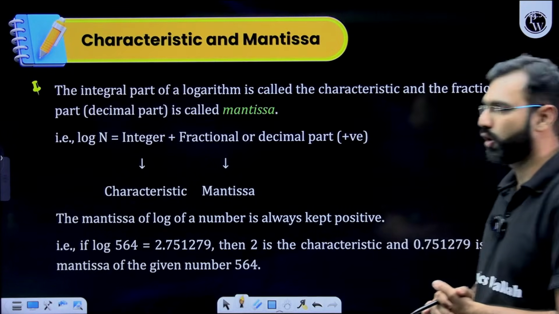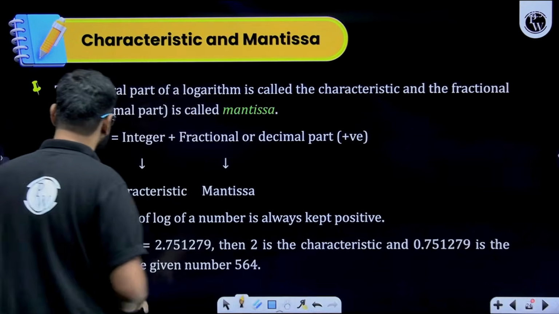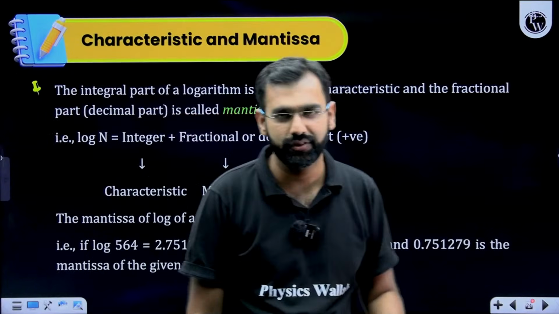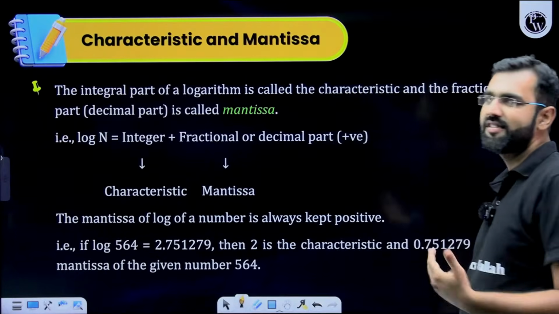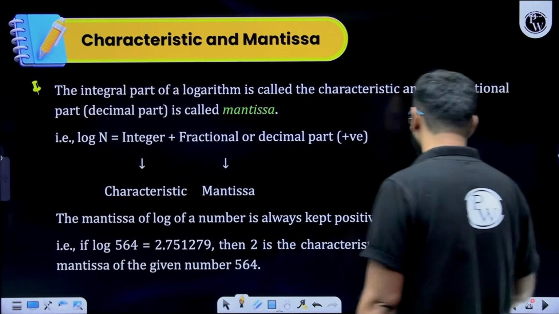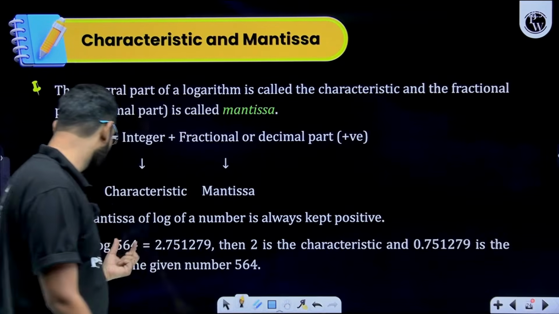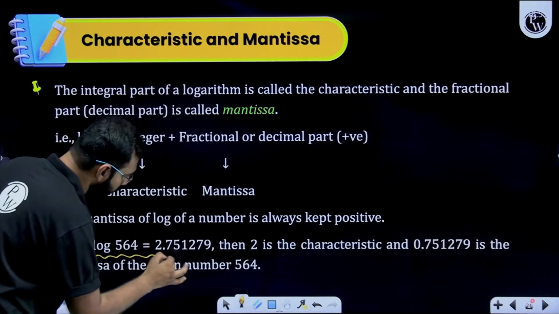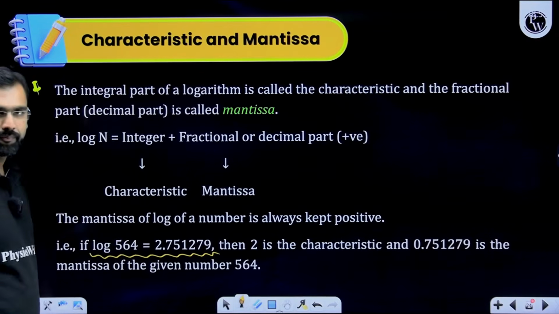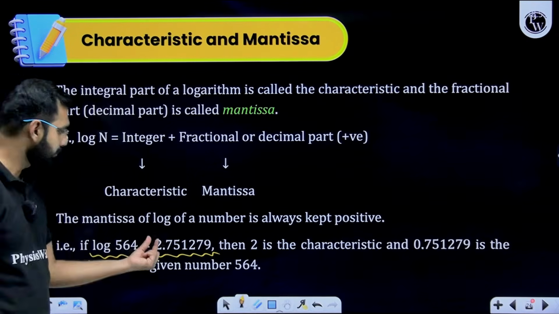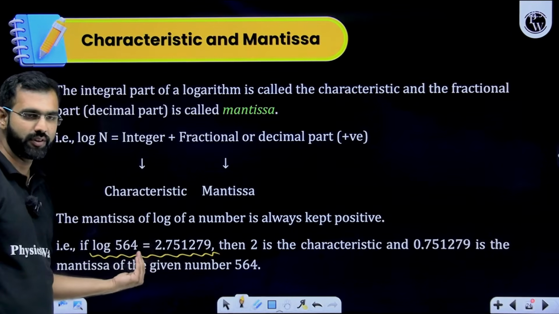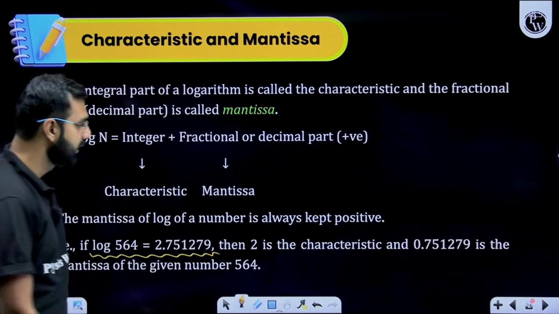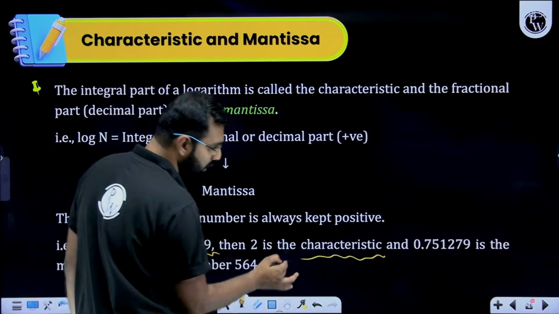With that, I move ahead with a few more conclusions I'm going to bring here. Characteristic and mantissa is what I wish to talk about. When you talk about the log table, which is developed by mathematicians, and when you look at the log table and find the values of log, let's say log of 564 base 10, it is given as 2.751279. So remember, this integral part, which is before the decimal, is called the characteristic of that log.